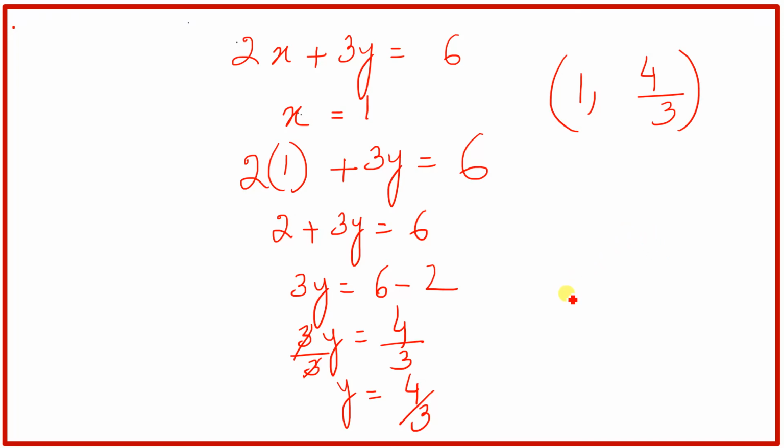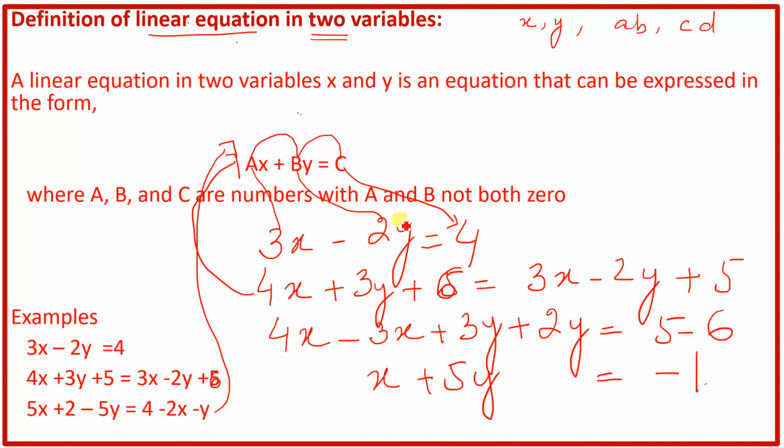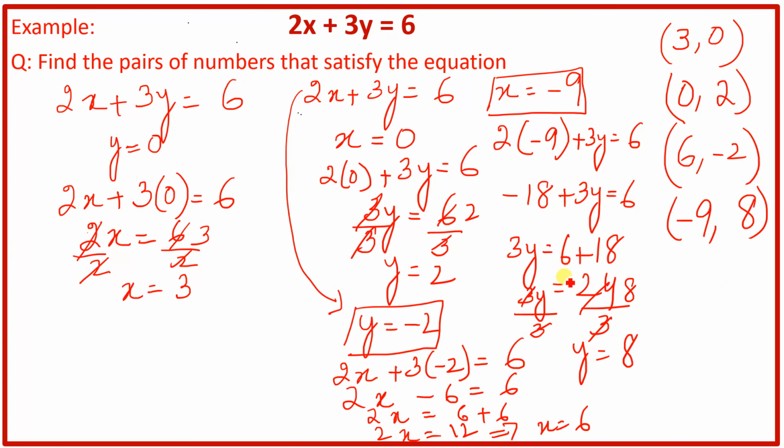So we have discussed in this lesson linear equations in two variables, which is expressed in the form ax plus by is equal to c, where a and b and c are numbers with a and b not both 0. If you still have any question, you can ask me.